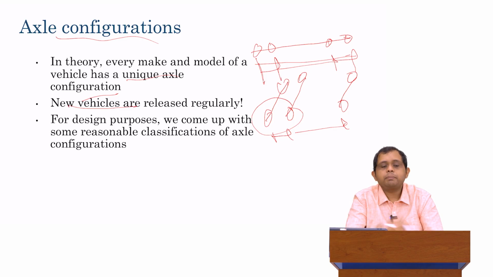Every year companies and people buy these new vehicles. Every new make and model of a vehicle has a unique axle configuration. So what that means is our traffic characterization seems to be a moving target. Every year the type of traffic which we have is changing.